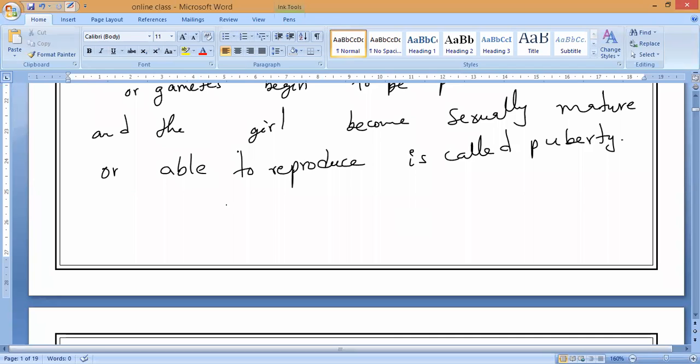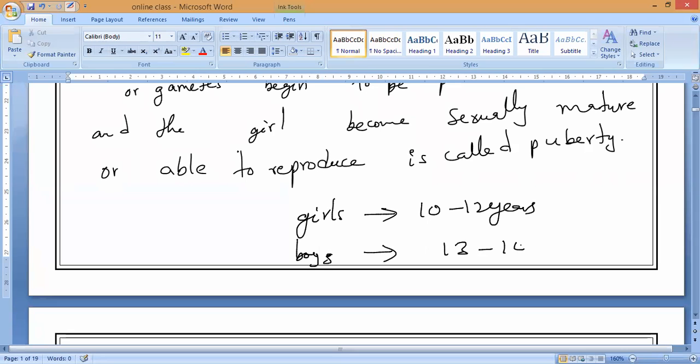Coming to human beings, boys generally attain puberty at the age of 13 to 14 years, but girls attain it at a comparatively lower age, like 10 to 12 years. That is the difference: for girls it takes 10 to 12 years, and for boys 13 to 14 years. This is the general age of puberty.